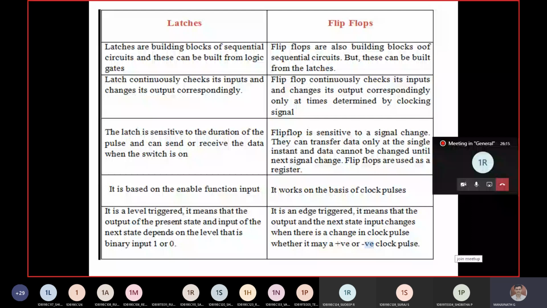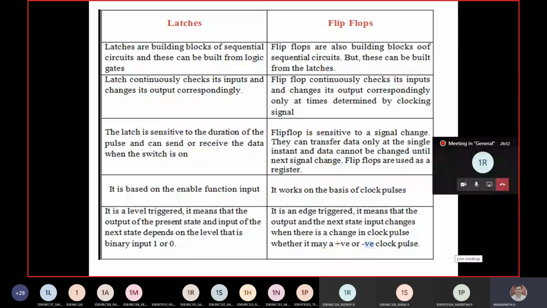So the building blocks will vary. Latches means the building blocks will be your logic gates. Flip-flop means the building blocks are your latches. Both are nothing but sequential circuits. You can see the difference clearly mentioned, and I can tell latches depend upon the enable input, whereas flip-flops depend upon your clock pulses.